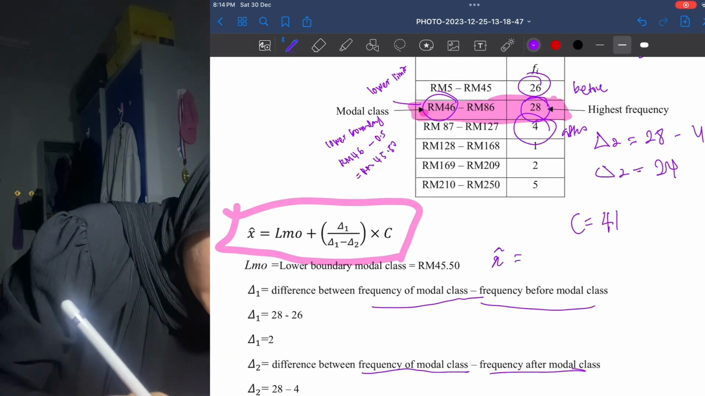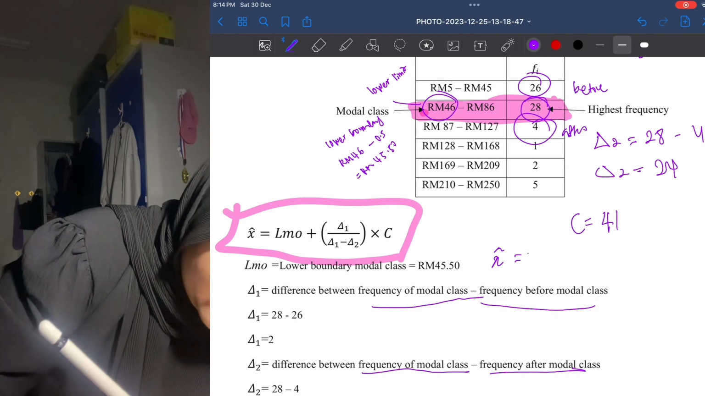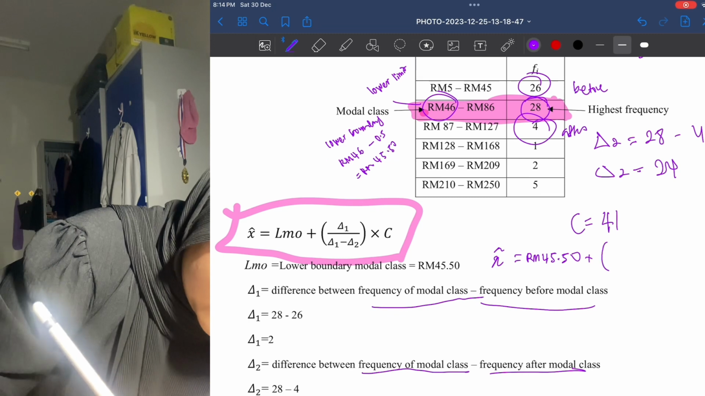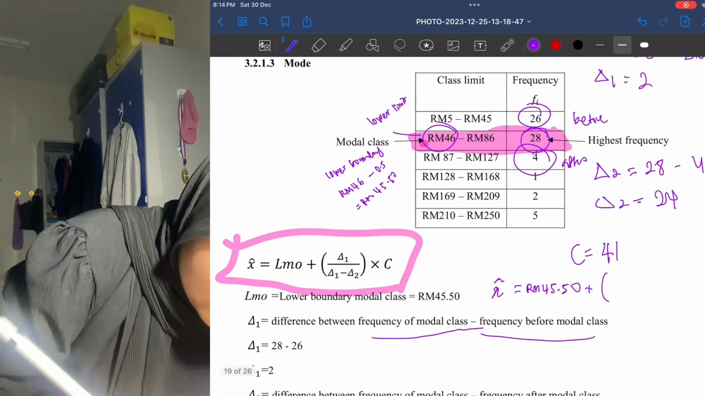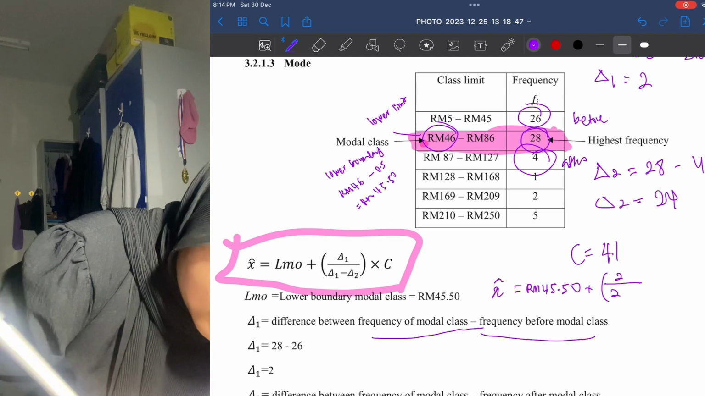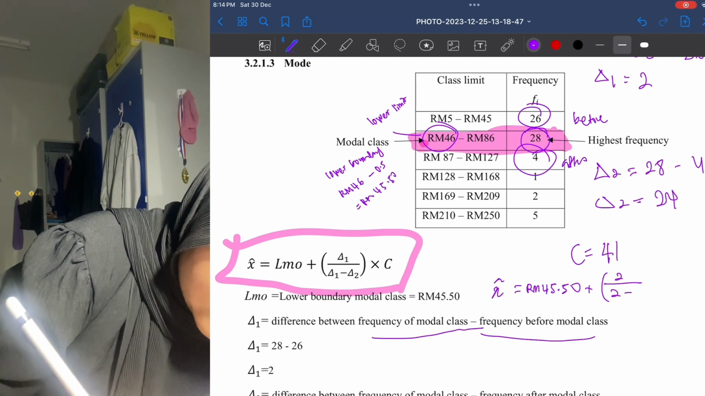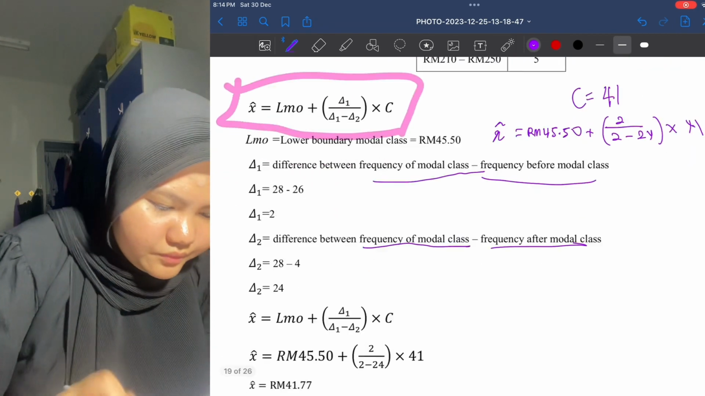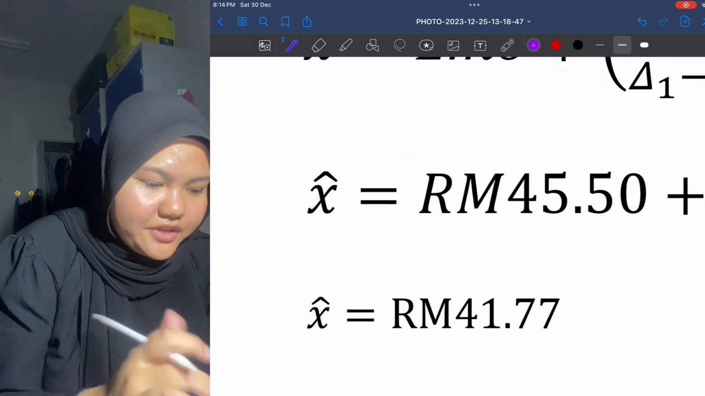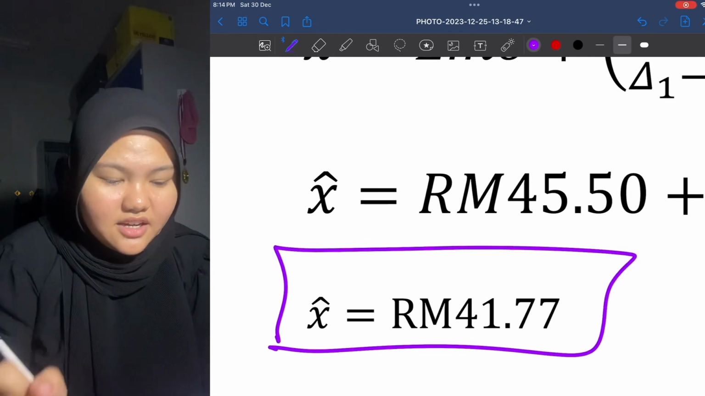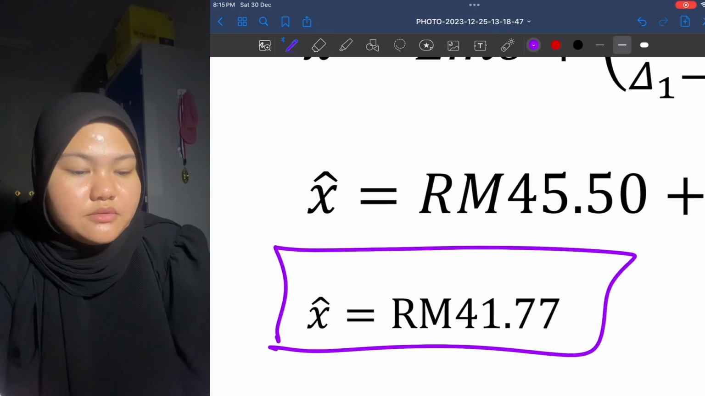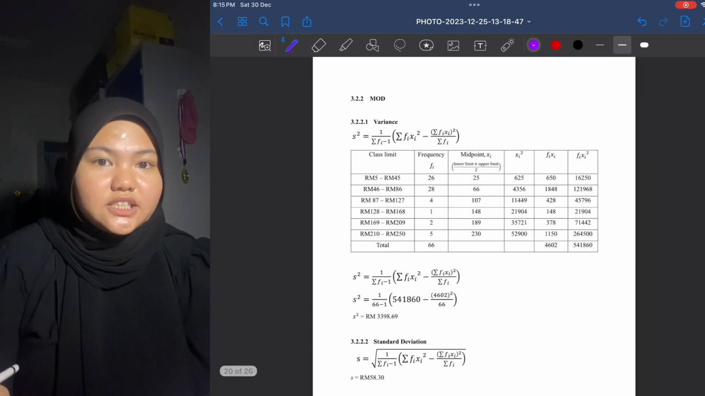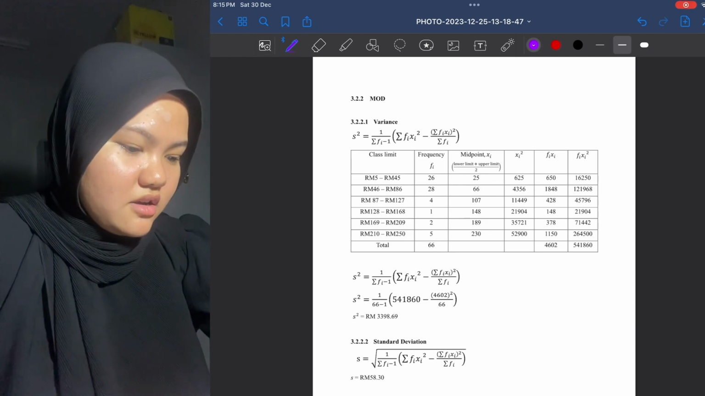Mode is equal to RM 45 plus weight. Delta 1 is equal to 2 divided by 2 minus 24, multiplied by 41. Okay, and we get the value of our mode for the data, which is RM 41.77. Now, let's find the MOD for our group data.